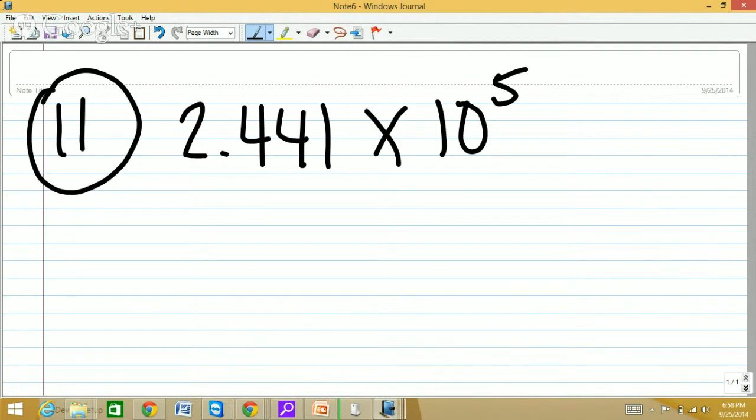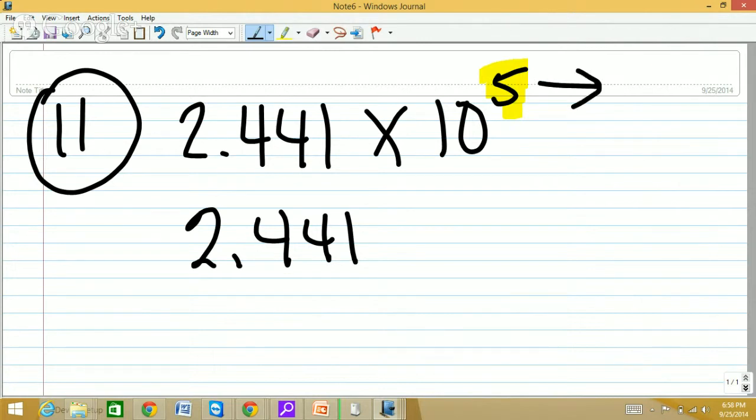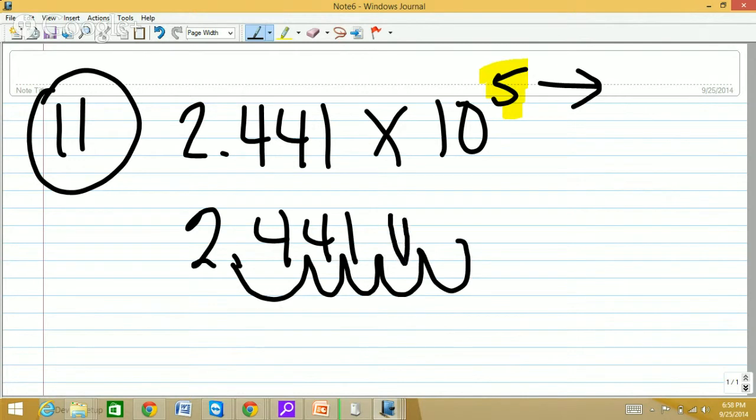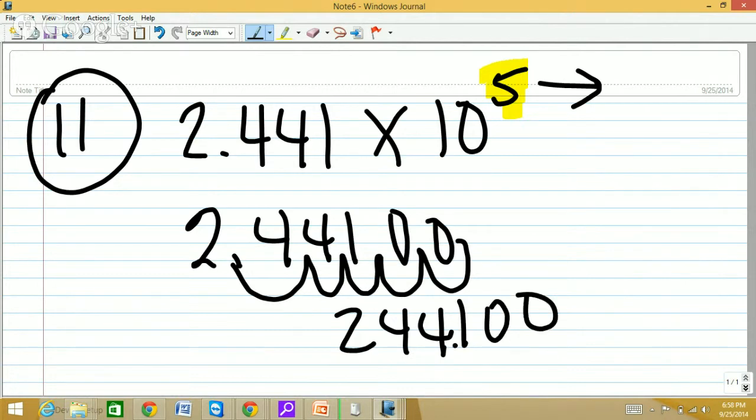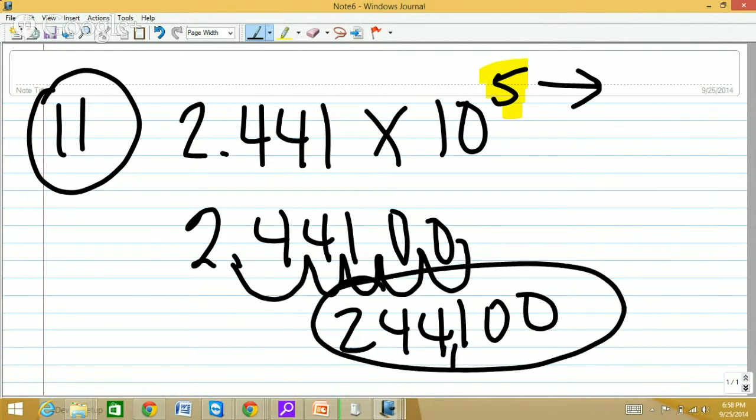Okay, so I'm assuming that you guys have come back, and this is originally what we had. This is a positive 5, so it tells me I'm going to move my decimal to the right 5 places. So I'm going to go 1, 2, 3, 4, 5. I need 2 zeros in those humps. So my original answer was 244,100. What do you guys think?